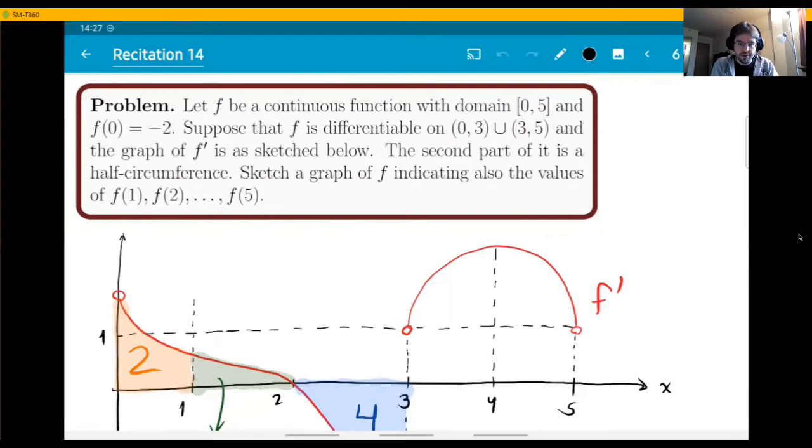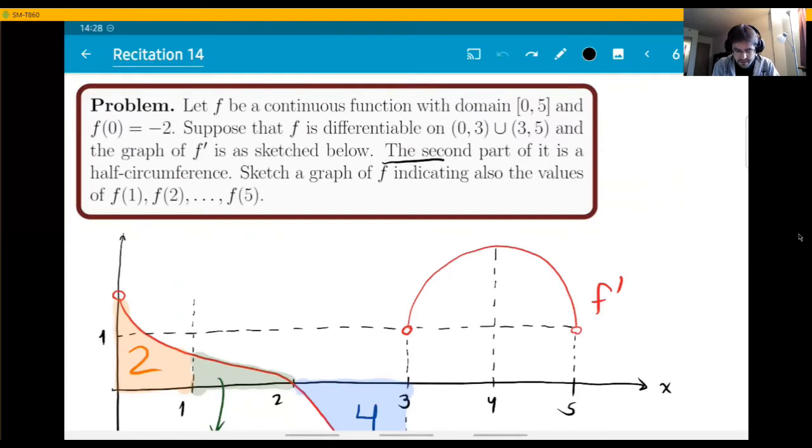Okay, the graph sketching problems. So suppose that f is a continuous function with a domain from 0 to 5. Continuous is going to be important, by the way. And f of 0 is minus 2. Let's keep that in mind. Suppose that f is also differentiable on essentially all the points here except for the endpoints 0 and 5, as well as the number 3. We see that this in interval notation here, we're splitting the interval into two pieces without including the number 3. So the function is not differentiable at 3, and the graph of f prime is sketched below.